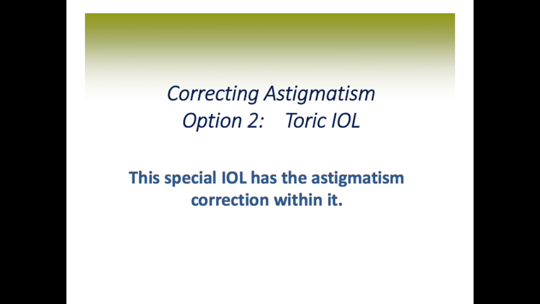The second option is a toric intraocular lens. This special intraocular lens has the astigmatism correction within it. If the patient chooses to have their astigmatism corrected at the time of cataract surgery, prior to the cataract surgery, we make very careful measurements of the astigmatism, and that helps me determine which of the two techniques I would recommend.